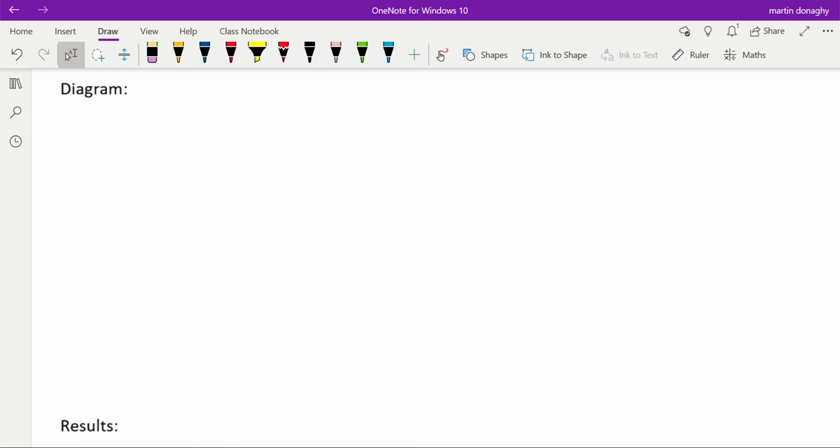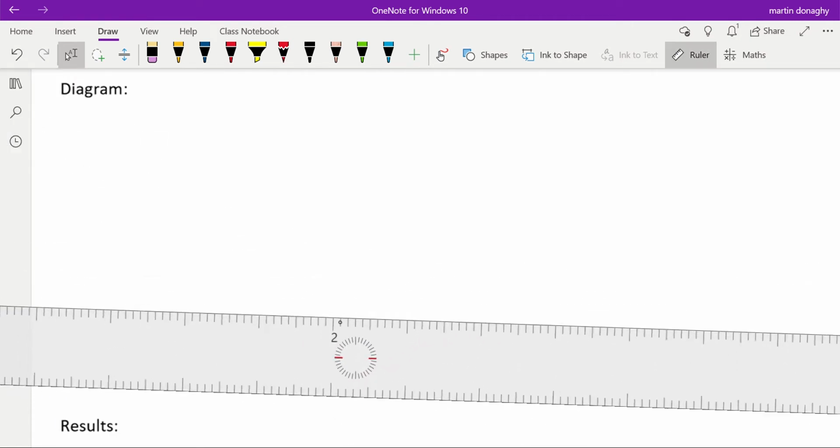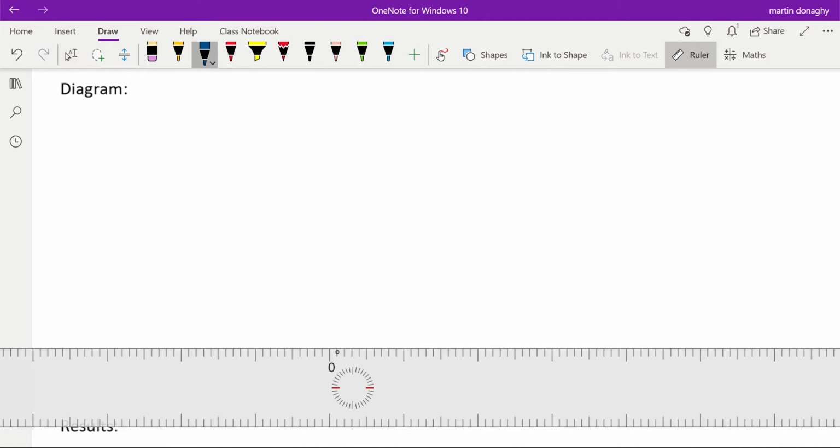Okay, for most experiments, we would draw a diagram of the apparatus. The reason we do that is it's quicker than having to use words to describe where everything should go and everything else. So we draw a diagram. Now, when we're doing that, you should be using a ruler, and you should be using a pencil in case you make a mistake.